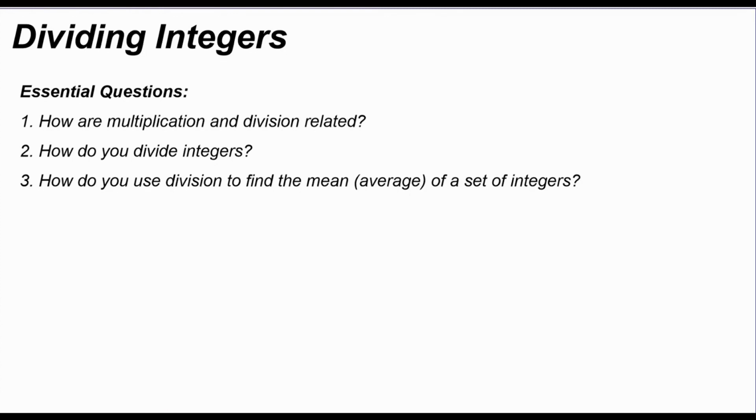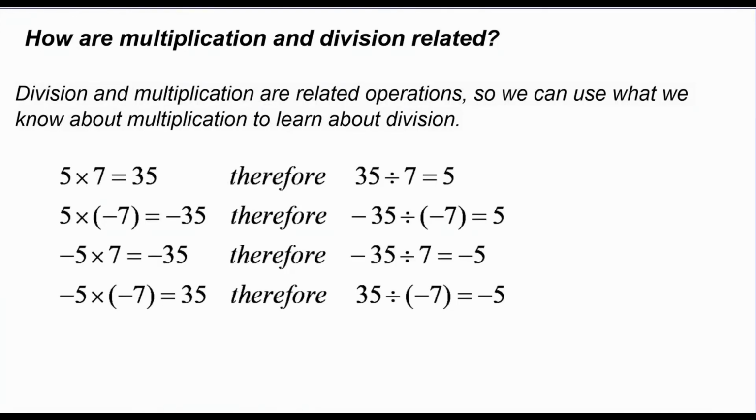So we're moving along here in our operations. We've already talked about adding, subtracting, and multiplying, and now we're going to talk about our last operation, which is division. So our first question here is: how are multiplication and division related? Now, just in the same way we talked about addition and subtraction and how they were related, we're going to use what we've learned about multiplication to help us apply or discover some rules for division. Division and multiplication are related operations, so we can use what we know about multiplication to learn about division.